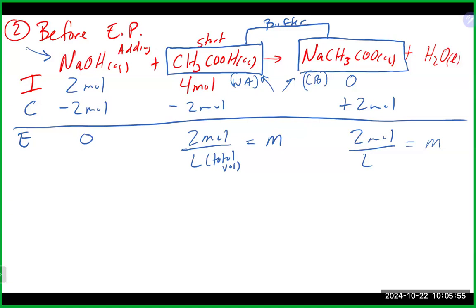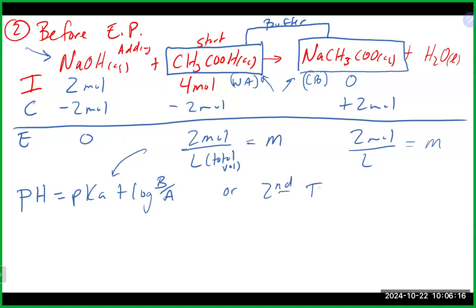Now, because it is a buffer, you have really two options as to how you could get to the pH. Probably the easiest would be to correctly now use this equation, which is our Henderson-Hasselbalch equation. You could go right into it at this point. Or if you wanted to, you could do a second ICE table and not the Henderson-Hasselbalch. The second ICE table would be based off of the weak acid and it'd be a Ka.